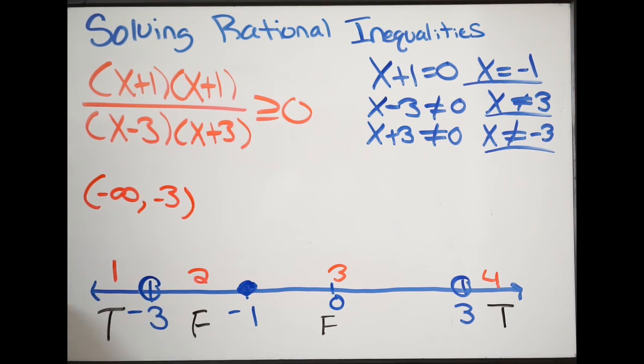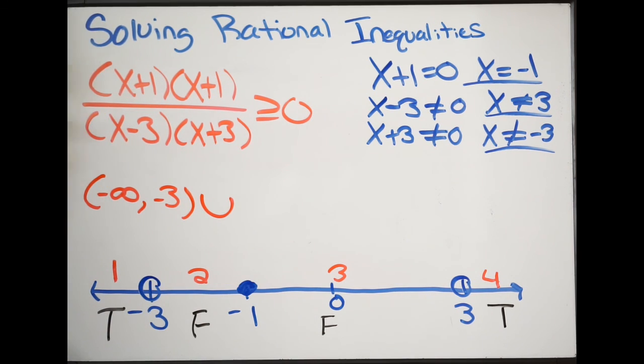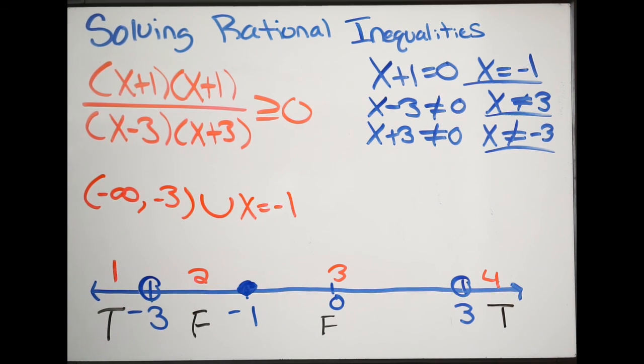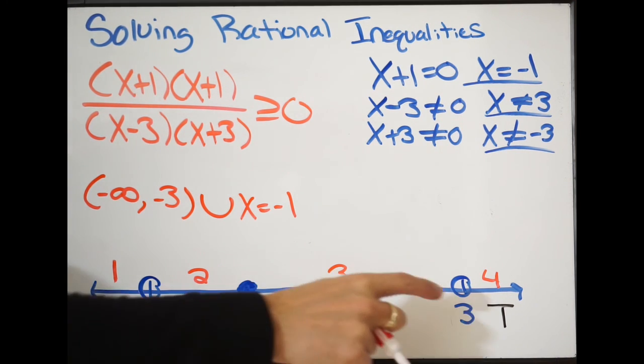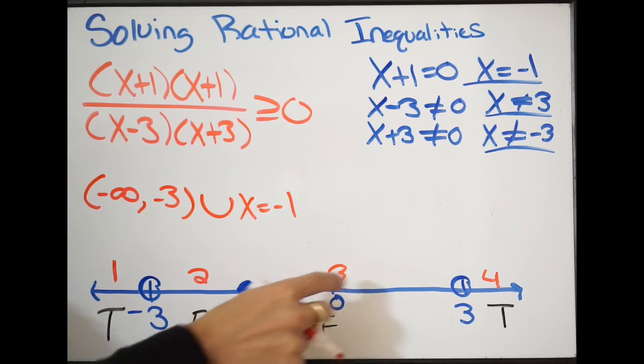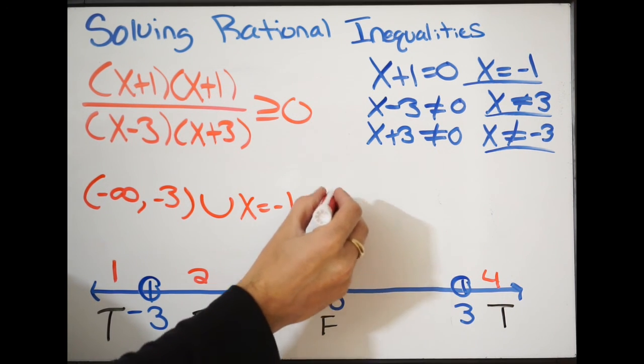And then if you look at region 2, that's not part of our solution. But we said negative 1 is. But there is a gap here going from region 2 to negative 1. So to show that, we use a union. So we have a union, and then we're simply just going to put x is equal to negative 1. That's it. And then looking at region 3, that's not going to be part of our solution. It was false. Region 4 is, so again, there is a gap here going from negative 1 to our next region here, 4. So we need to put another union.